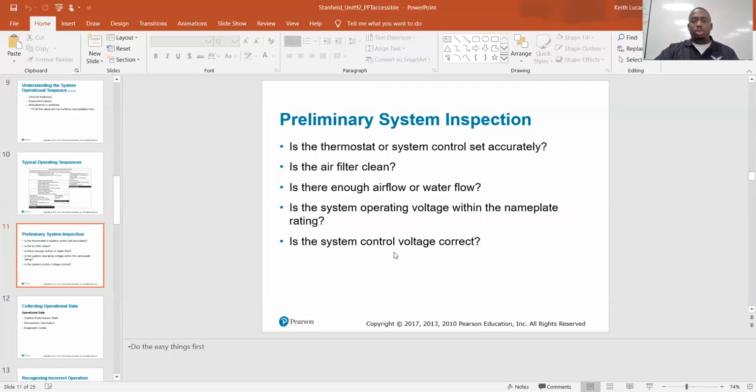Is the system control voltage correct? That's when you have to check your secondary side on your transformer. If you got 120 coming in, but you don't have 24 coming out, then you know you got a bad transformer.